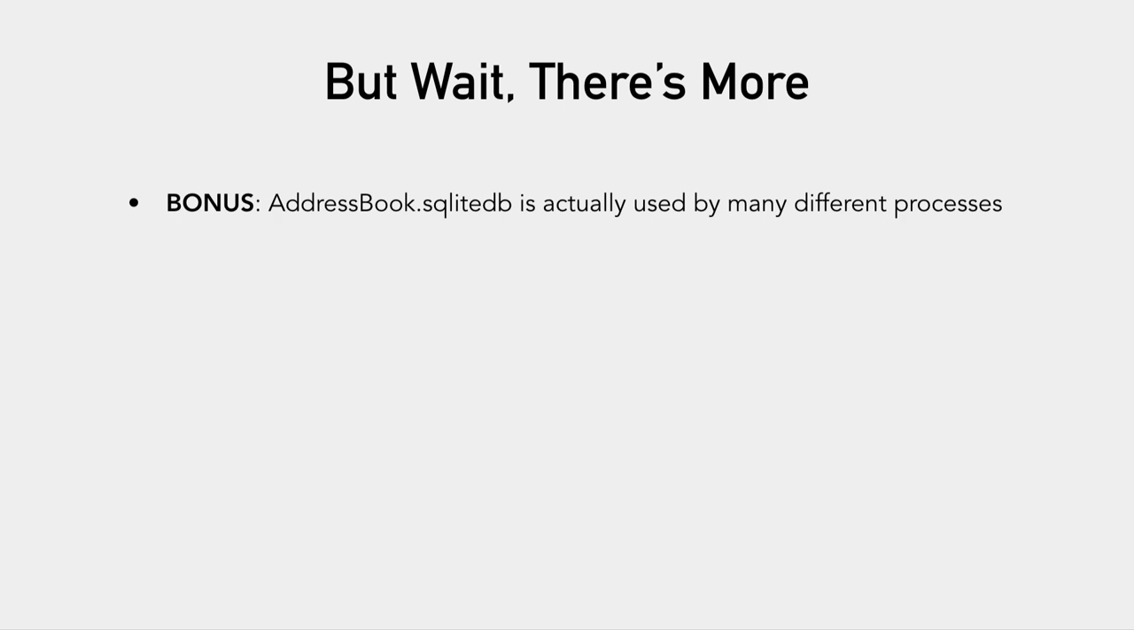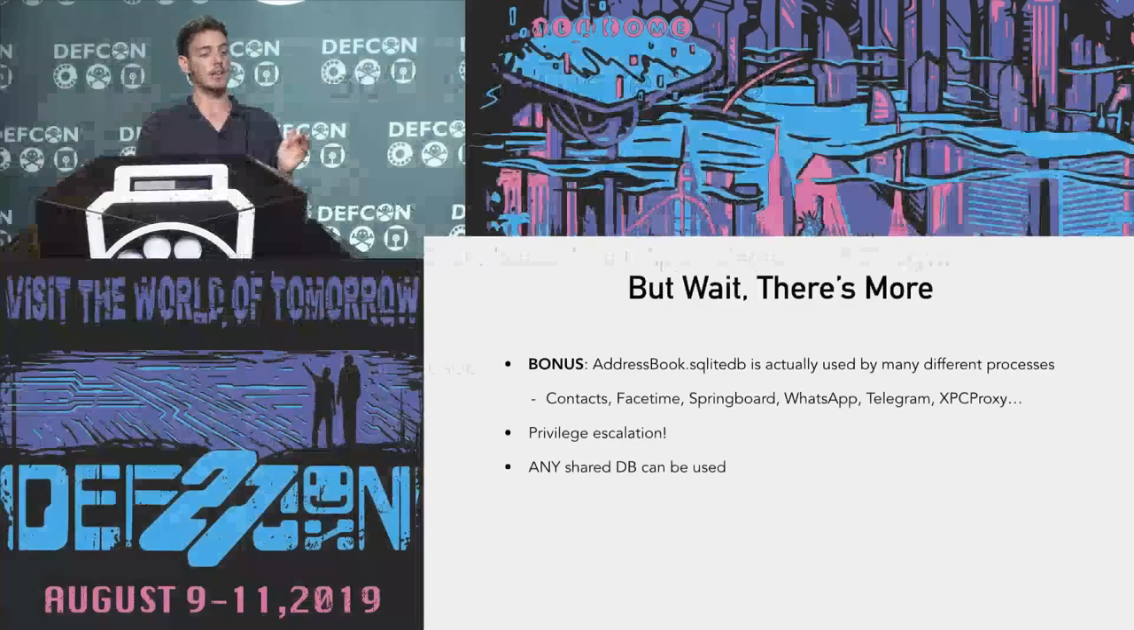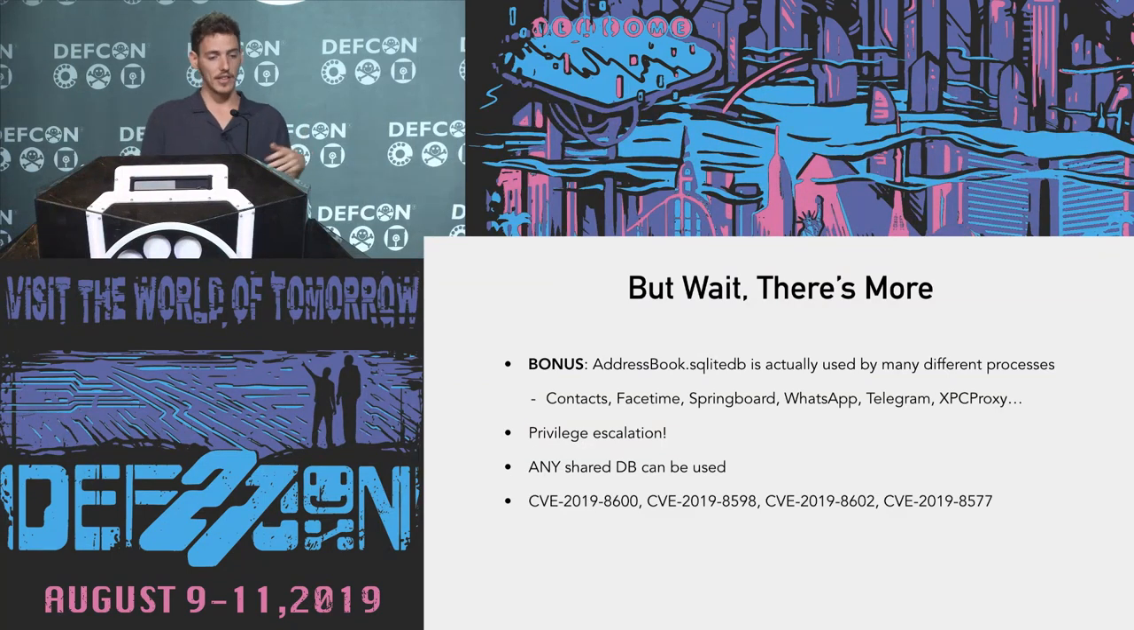Because the contacts DB within your iPhone is actually used and shared by many different processes, whether it's the contacts app or FaceTime, SpringBoard, WhatsApp, Telegram, XPC proxy, many processes, some of them more privileged than others. And we've actually established the fact that we can execute code in the querying process. So this actually means that we got privilege escalation using our tricks, right? And actually, there's nothing special about the contacts DB. Any shared database can be used to achieve our goals. All these methods and techniques were reported to Apple, and they gained those CVEs if you want to go and read about it later.